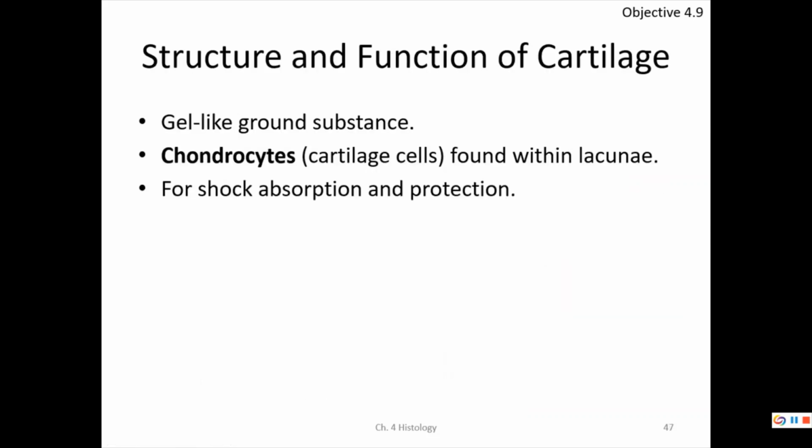Now, cartilage is very gel-like. It has a very gelatinous ground substance. The cells in cartilage are called chondrocytes. Chondro means cartilage, and they're shock absorbers, okay? Chondro is cartilage, osteo is bone. Osteocyte, bone cell. Chondrocyte, cartilage cell.